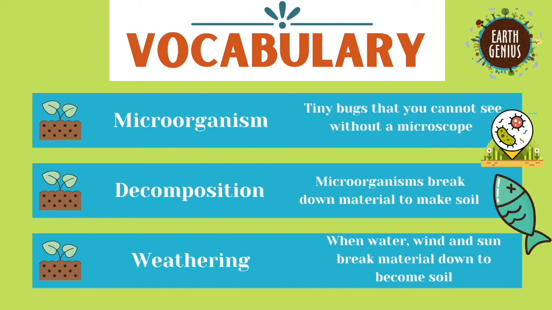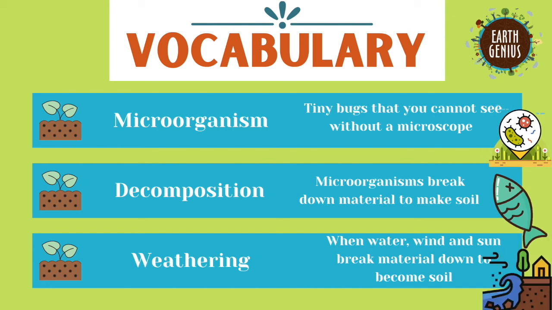Our second word is decomposition. Decomposition is when microorganisms break down material and turn it into soil. Weathering, our third word, is when water, wind, and sun break material down to become soil. So we form soil through decomposition and weathering with the help of microorganisms.